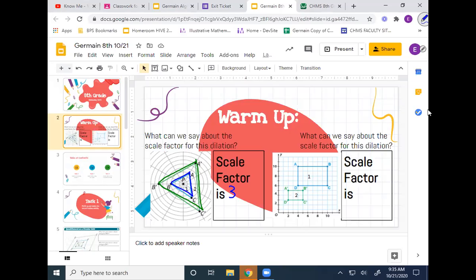I picked the number 3 because I counted each point on where it's supposed to go. And then I just placed it on point A prime, and I got 3.